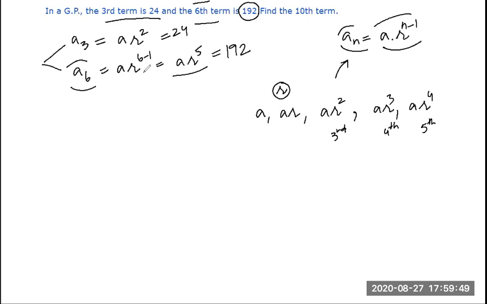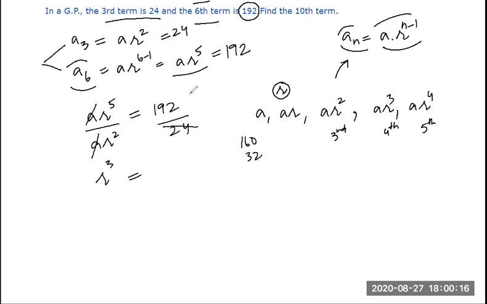So what we do, simply we divide both of them. We get AR raised to power 5 is 192 divided by AR square is equal to 24. That's all. A cancels with A. R cube is equal to, tell me students, 8. Correct, 192 divided by 24 is 8. And 8 is equal to 2 cube. So what is the value of R? R cube is equal to 2 cube, so R is 2. That's all.